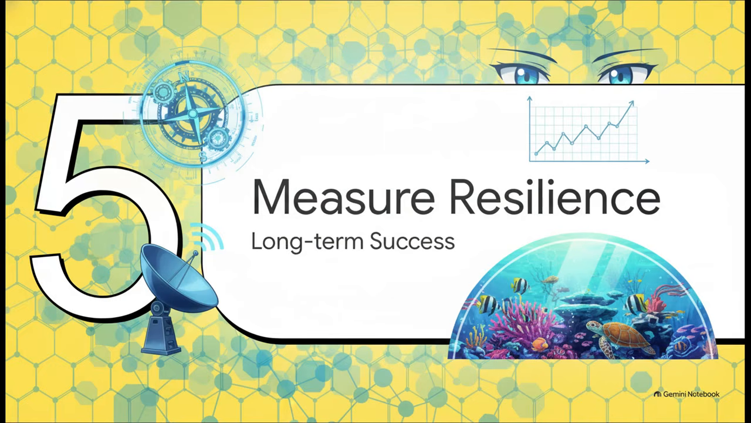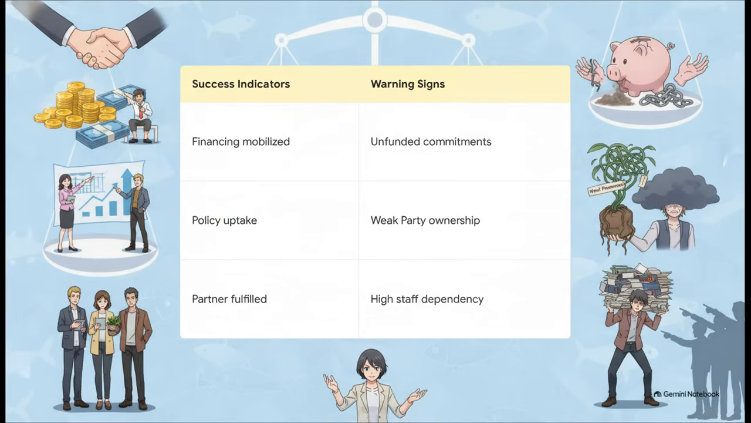Which brings us to our final pillar, number 5, measuring institutional resilience. So how do you know if you're actually winning or just keeping busy? The source document has these incredibly dense lists of indicators, but distilling it down gives us a really clean comparative matrix. A coordinator has to be a bit of a detective, constantly balancing these scales.